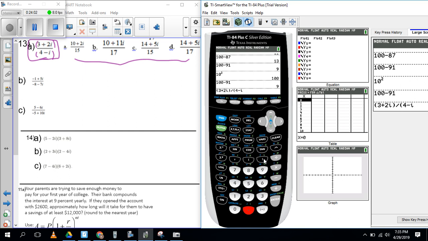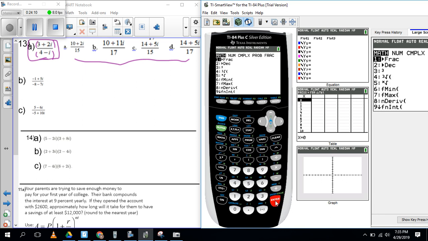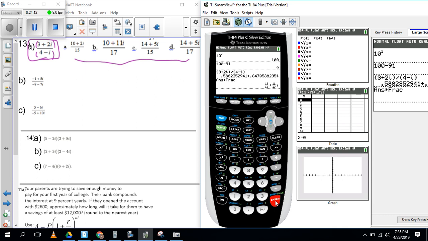Close our parentheses. We hit enter, and it gives us this long little thing here. We don't want that, so we hit math, enter, enter. And it gives us our answer of 10 plus 17 plus 11 over 17i. So you see our answer is not exactly there, but it is there.